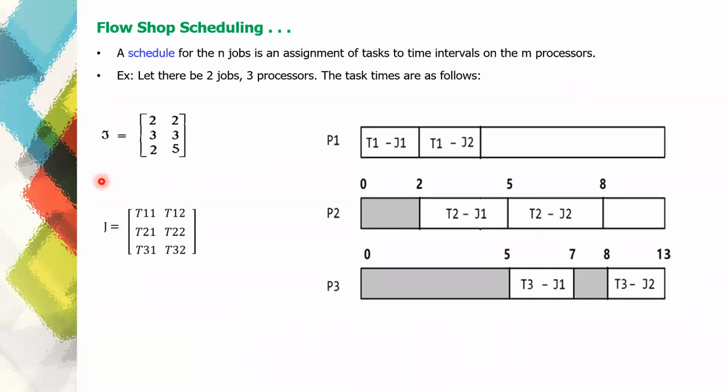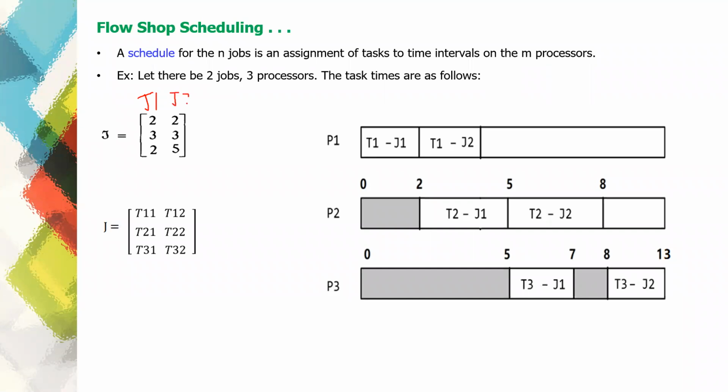So assume that this is the given information of the problem. There are 2 jobs and 3 processors. That means there are 3 tasks also. And the information, the time for executing the job and the task, is given as a matrix, where the matrix representation goes like this.